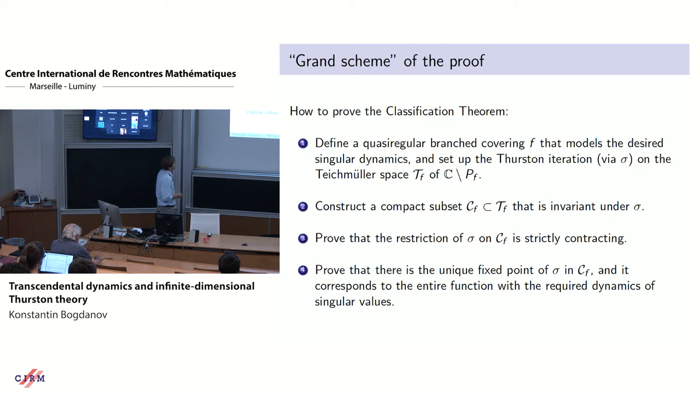Out of all these four items, the heaviest one is item two. So I'm going to tell you just a little bit about how we define this quasi-regular branched covering and, in a few words, how we construct this compact invariant subset.